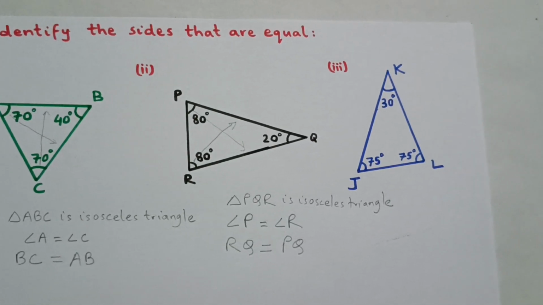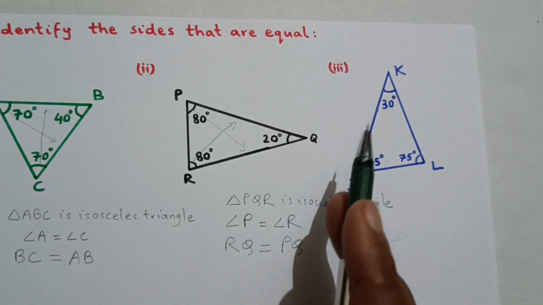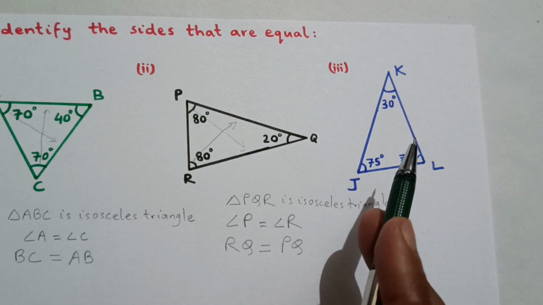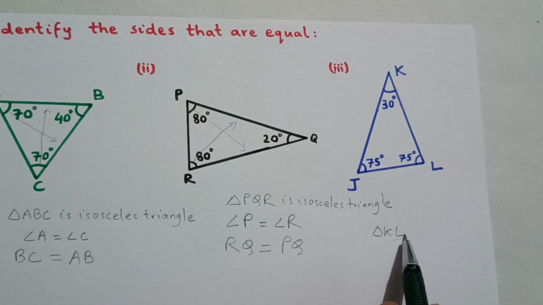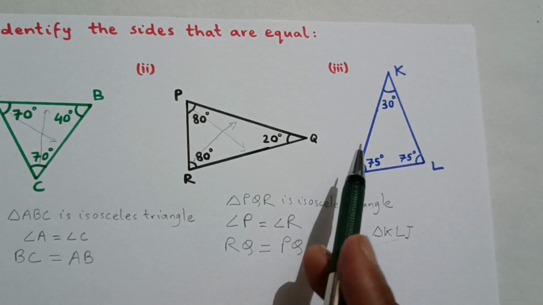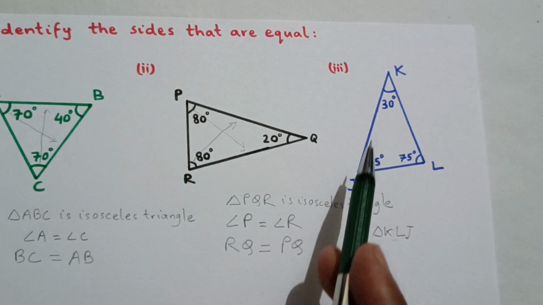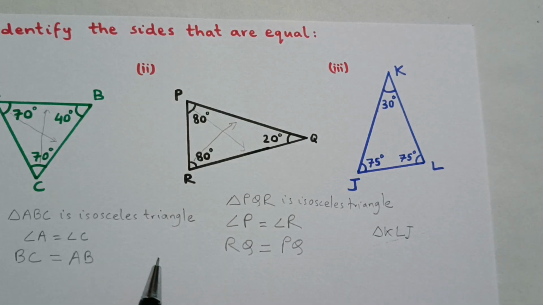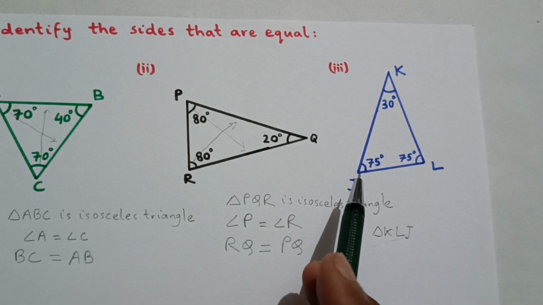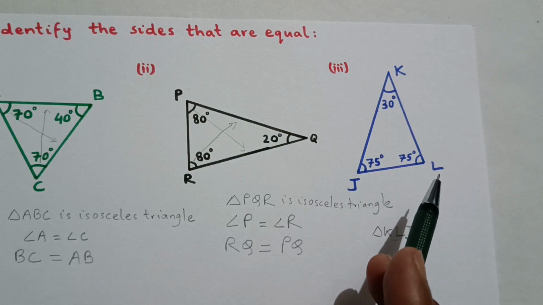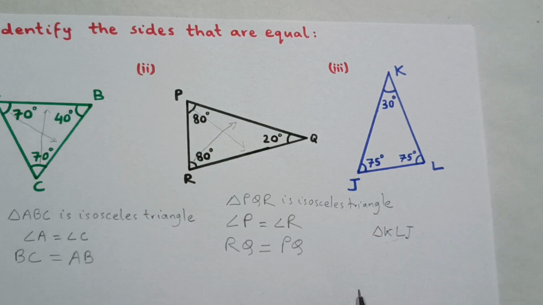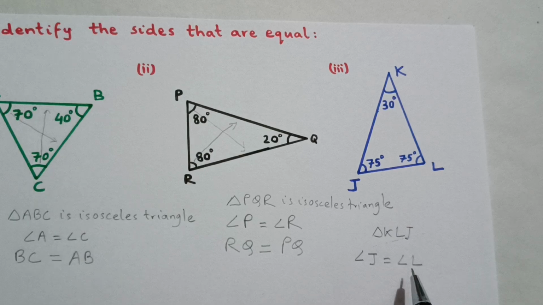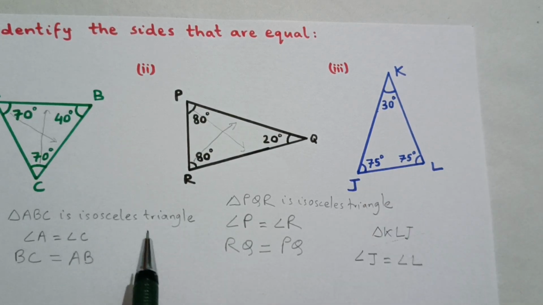Now let us go to question number 3. In question number 3, we have been given this triangle. Let us call this triangle KLJ. Now we have been given the measures of all the three angles of triangle KLJ, and we can see that angle J and angle L are equal to each other because both of them have the measure of 75 degrees. So here angle J is equal to angle L.